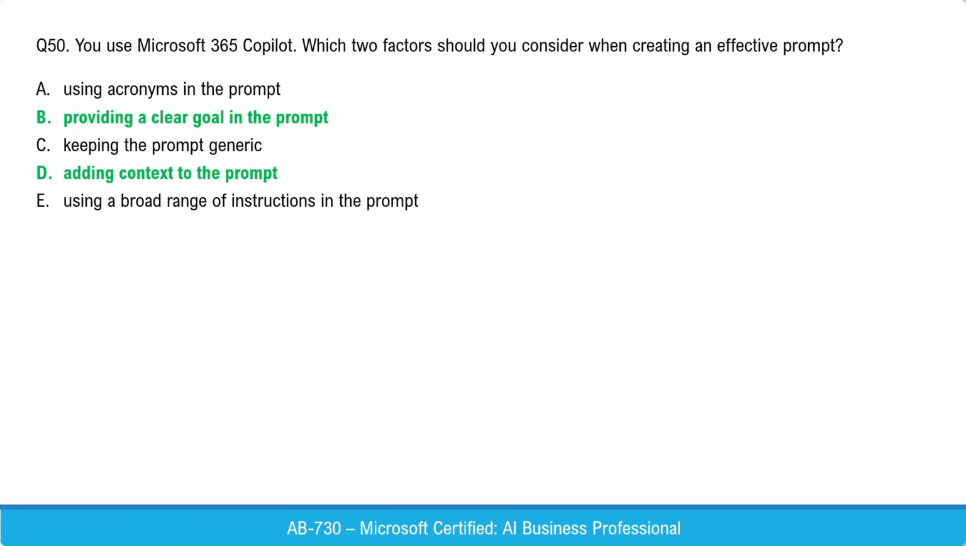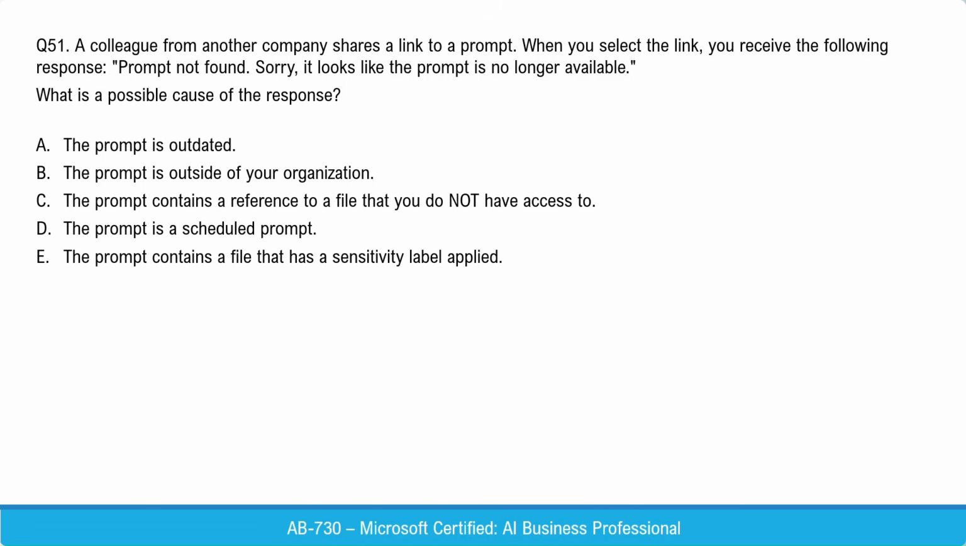Now let's look at the incorrect options. Option A suggests using acronyms. This can create confusion unless the acronym is very clear. And option C says keep the prompt generic. This actually reduces effectiveness. Option E suggests adding a broad range of instructions, which can make the prompt unclear. So the key takeaway is clarity and context, making B and D the correct answers.